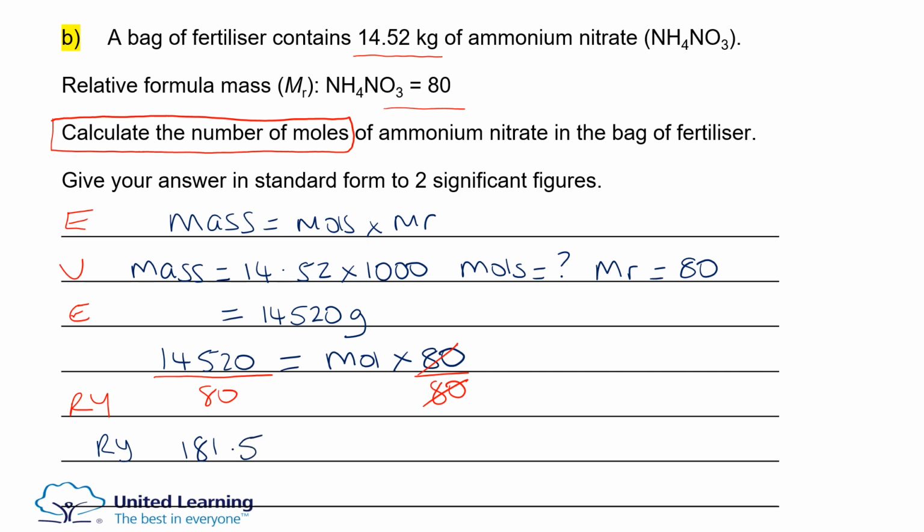Now the question says give your answer in standard form to 2 significant figures. So we need to rewrite this with just two significant figures, and so that means if it's in standard form, therefore it's got to be times 10 to the power of. So 181.5 in standard form to two significant figures equals 1.8 times 10 to the power of 2. You can see that we've simply moved the decimal place back 2 places for our two significant figures and rounded off.